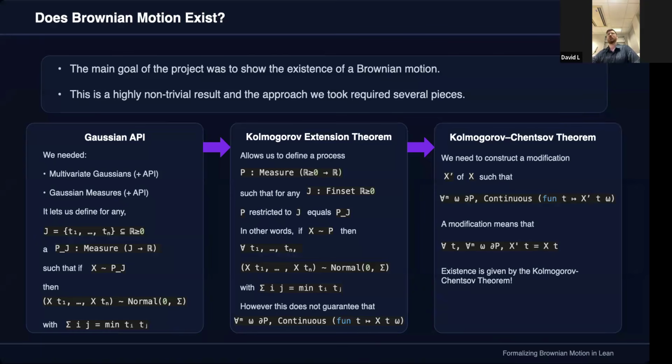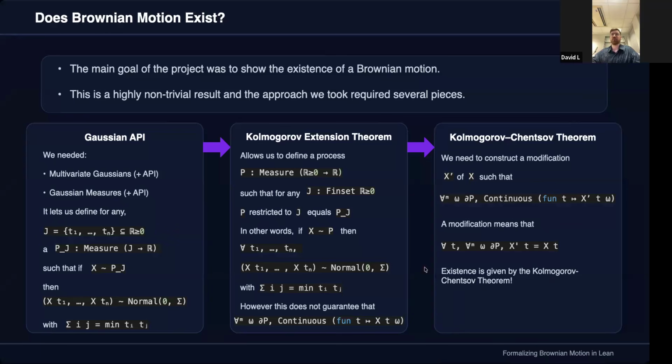The point of this is that we need to construct a modification X' of X such that X' has the property we want. So almost surely it's continuous. And a modification here means that if you fix any t, then almost surely X'_t equals X_t. So in particular, this will imply that it has the right finite dimensional distributions as well, but then it also has the other property we need, that it's almost surely continuous. And so the existence here is given by the Kolmogorov-Chentsov theorem.